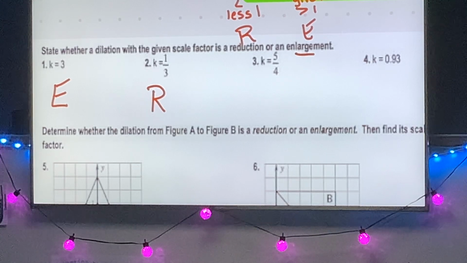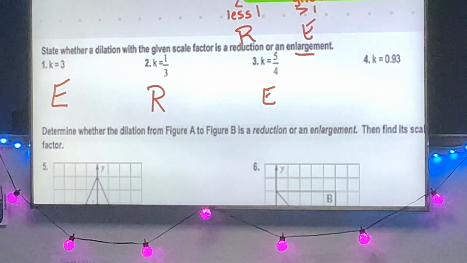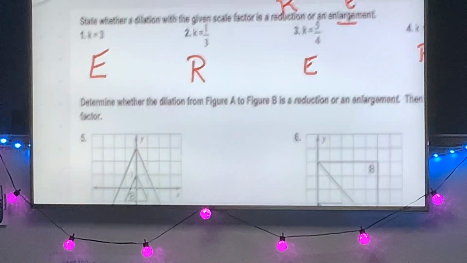Five over 4. Enlargement, because do you see? It's an improper fraction. The number is larger on top, so it's an enlargement. If you don't know if 5 over 4 is greater than 1 or less than, could you put 5 divided by 4 in your calculator and hit enter? If there's a number in front of the decimal, you know it's greater than 1. And 0.93, less than 1. So that is a reduction.